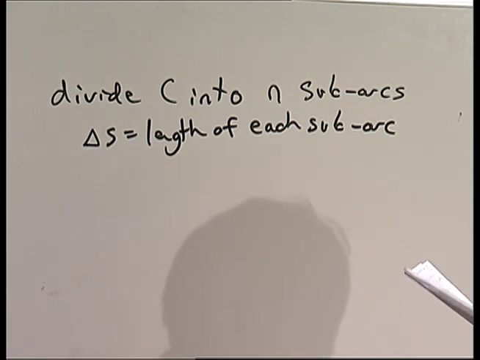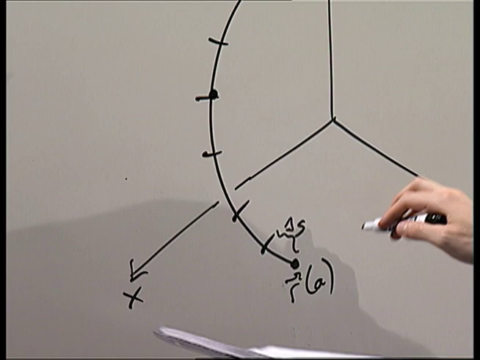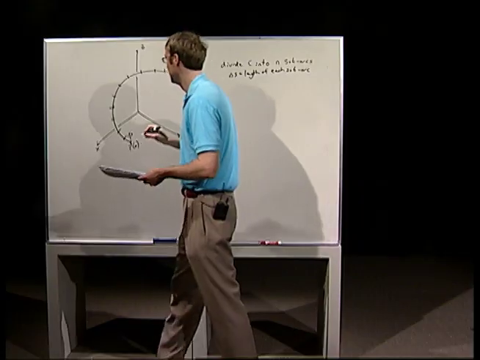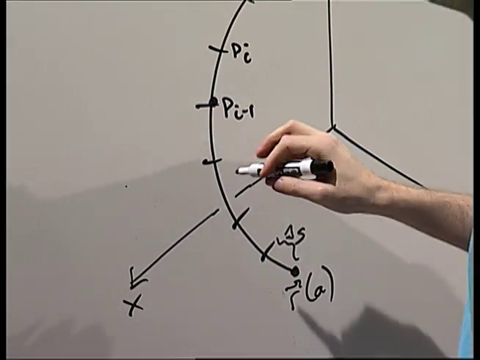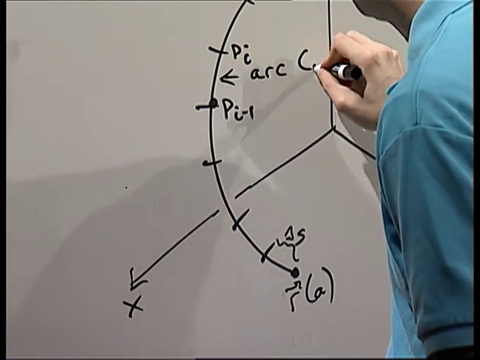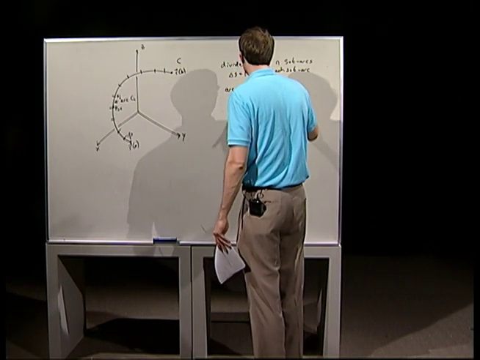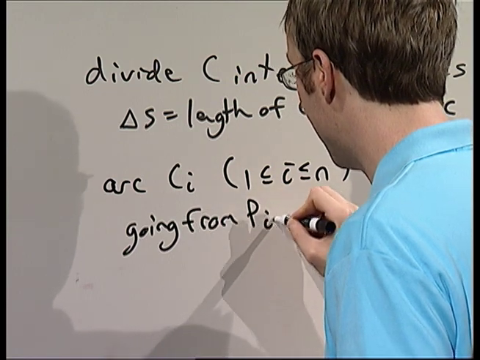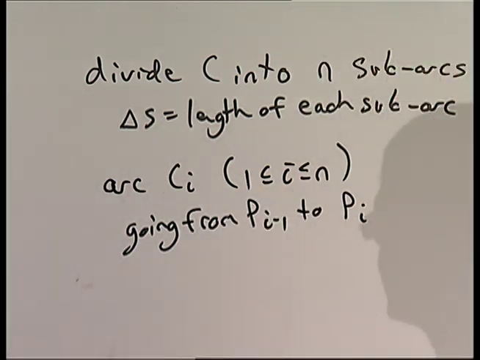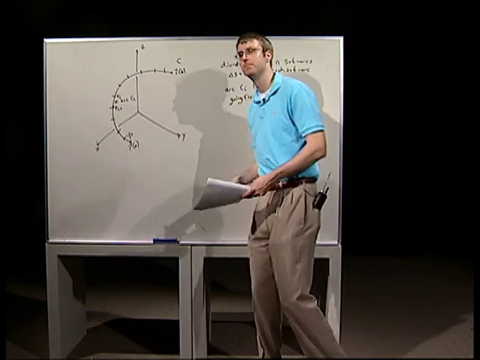And I want to pick out one particular one, how about this one here? I don't know how many of these there are, but say there's n of them. Each one has an initial point and a terminal point. So this is arc C sub i. Consider arc C sub i, 1 less than or equal to i less than or equal to n, going from P sub i minus 1 to P sub i. So if that's the 5th arc, for example, you'd be going from P4 to P5. You're starting at P0, and then P1, P2, P3, P4, P5.